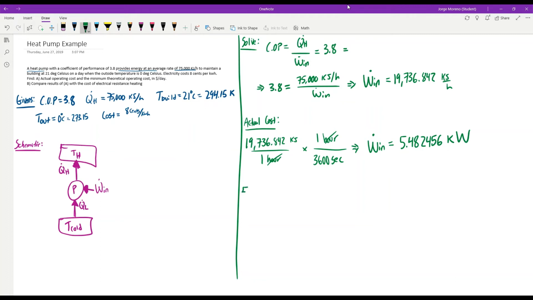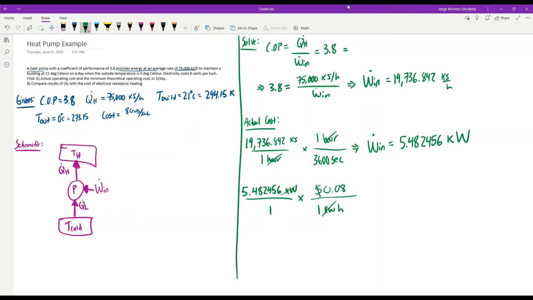So now that it's 5.482456 kilowatts, we have to convert that to dollars per day. So we bring in our conversion factor, which is, we know that 1 kilowatt hour is equal to 8 cents, right? So this kilowatt would cancel with this kilowatt, so we're still left with an hour in the denominator.